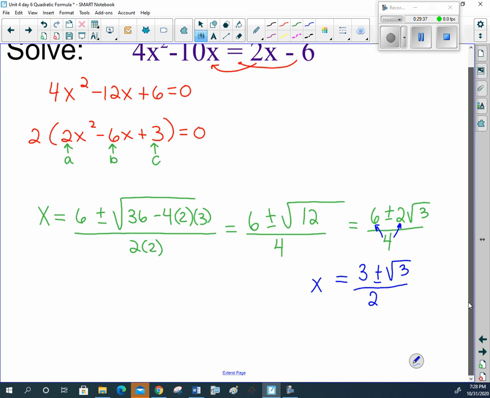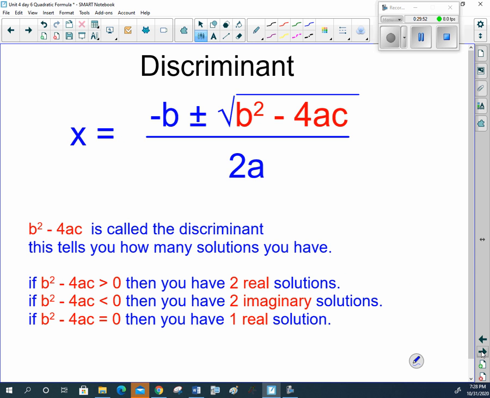So what would that look like? It would look like you would have 2 zeros on the x-axis, and you probably would be opening up. That's kind of what's happening there. You got 2 real solutions for your answer.